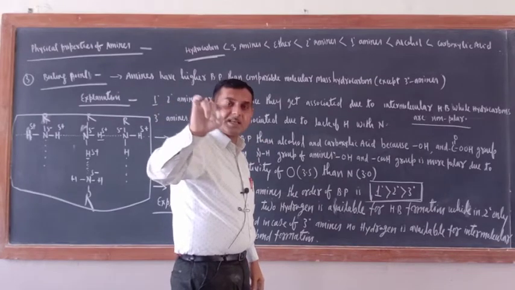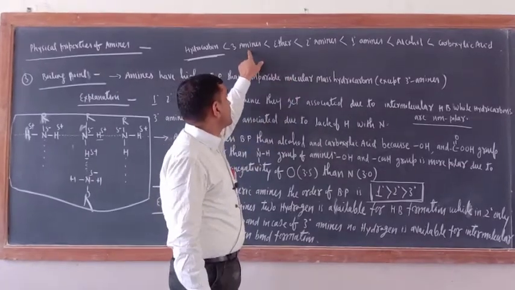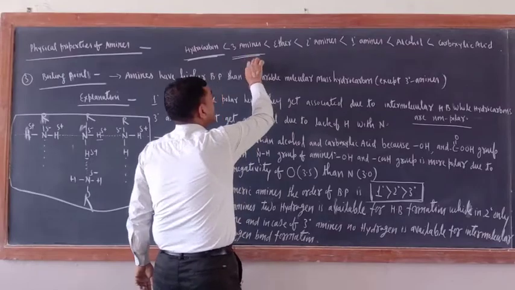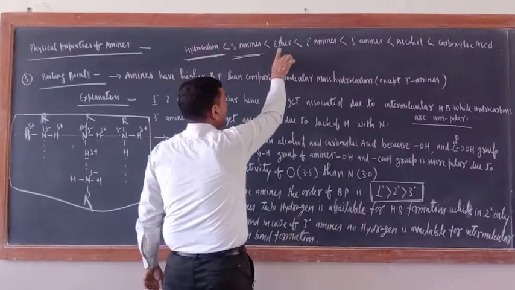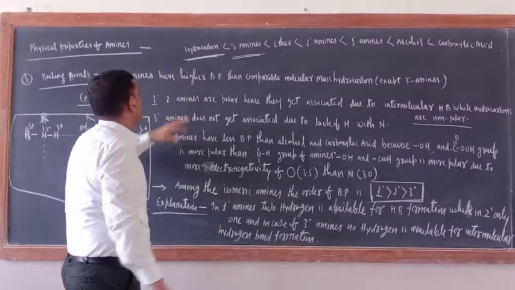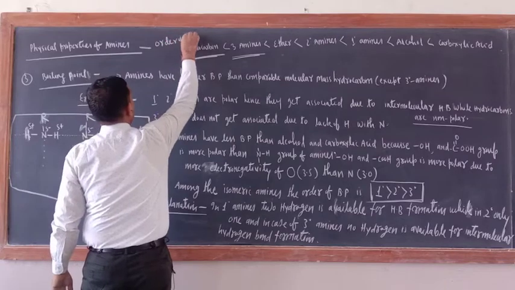OR-OR means a C-O-C bond is there. So remember, 3 degree amines are less polar than ether. This is the correct order for boiling point. Order of boiling point.